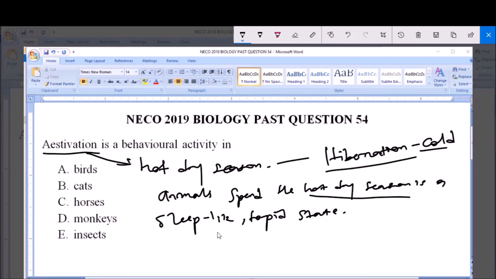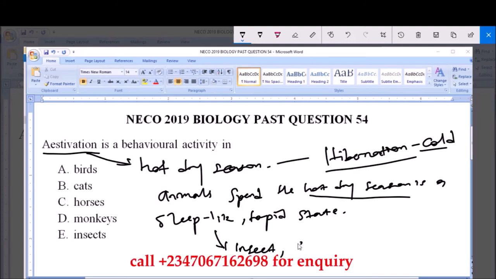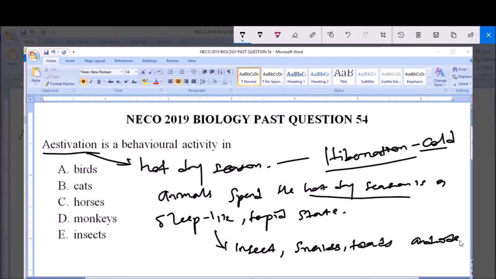And estivation is mostly a behavioral activity of insects, snakes, toads, and rodents. So they go into a sleep-like state or torpid state or inactive state during hot dry season. Now from the options here, we see that option E, insect, is part of the organisms I listed that undergoes estivation. So the answer to this question is insect. The insect is an organism that undergoes estivation during hot dry season.